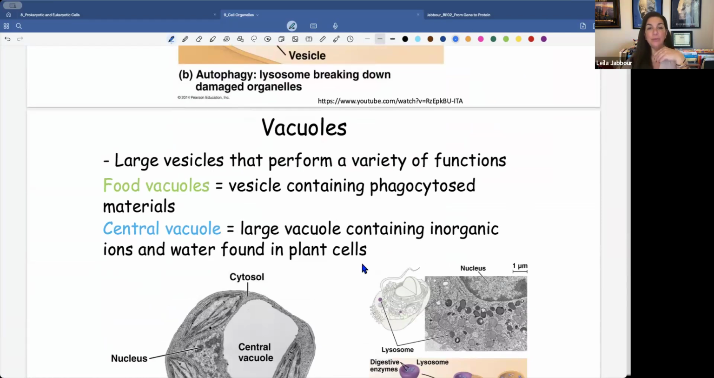As opposed to central vacuoles, where a large vacuole containing inorganic ions and water is found in a plant cell. So you have that in plant cells. You don't have central vacuoles in animal cells.